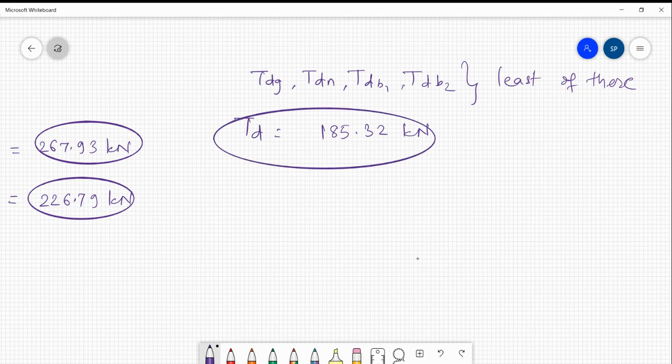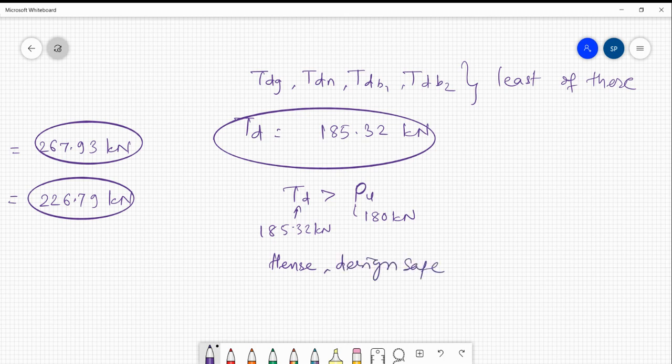Now to satisfy the design criteria, TD should be greater than PU. What is the PU value? PU value is 180 kilonewton and TD value is 185.32 kilonewton. Hence, the design is safe. Whatever design we have done, it's safe. So this is how you have to proceed for design of a single angle tension member.